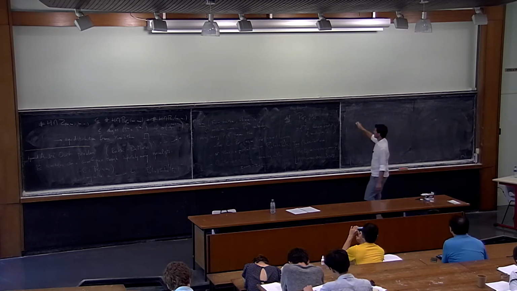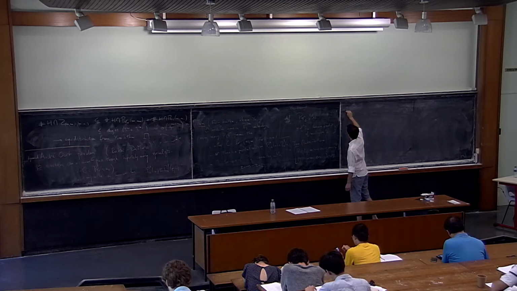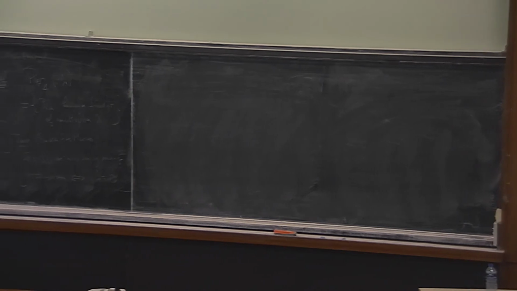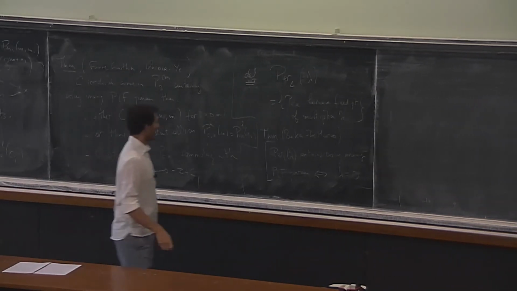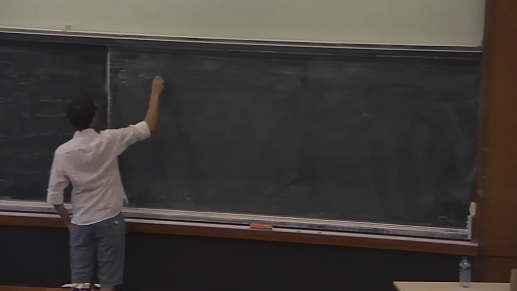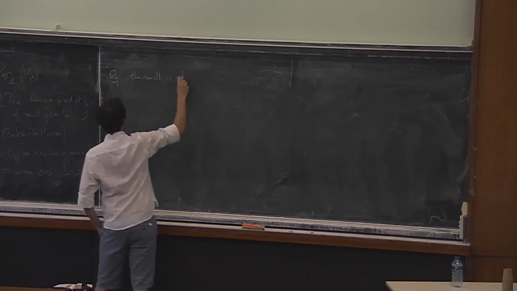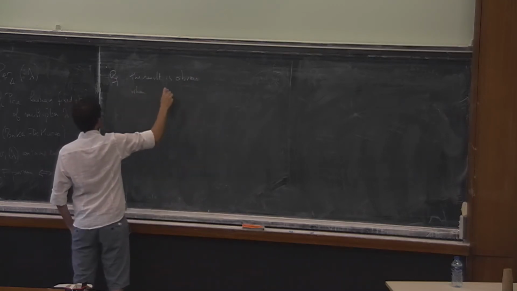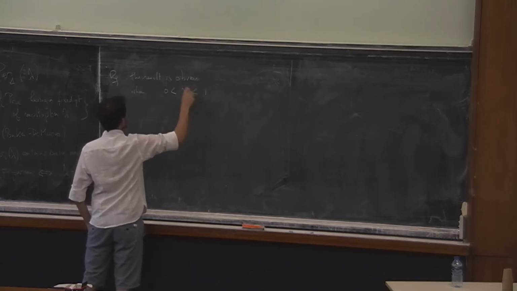So maybe I should make a remark. No, we'll do it later. So yes, let me make this remark. So the result actually is obvious when the multiplier is between 0 and 1.